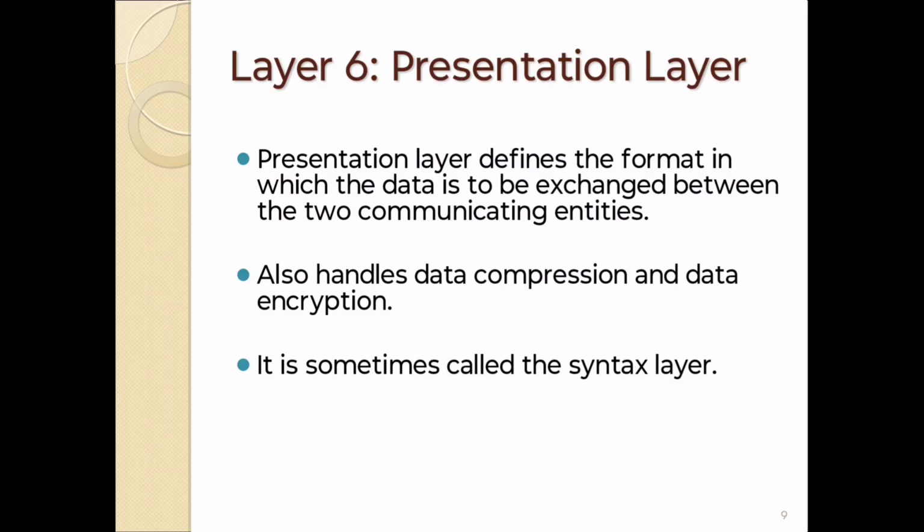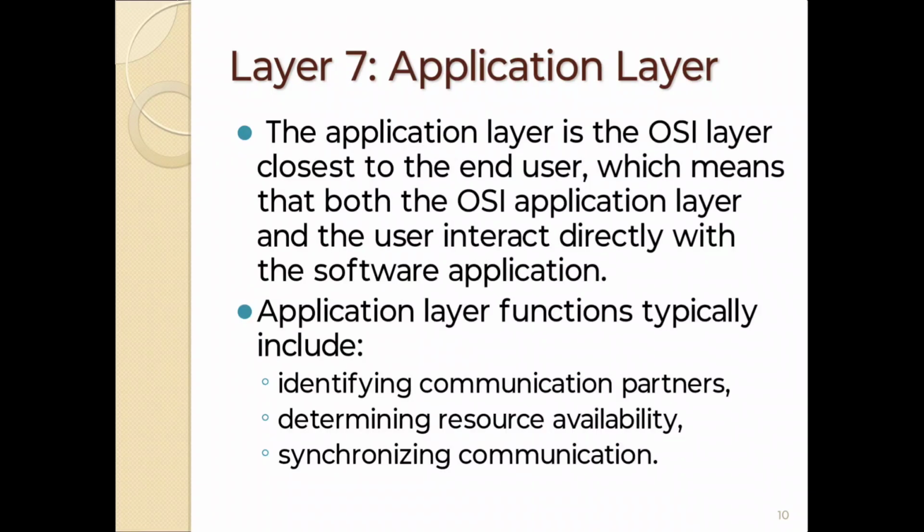Then the presentation layer defines the format in which data is to be exchanged between two communicating entities, and also handles data compression and data encryption. It's sometimes called the syntax layer. The last one is the application layer. The application layer is the OSI layer closest to the end user, which means that both the OSI application layer and the user interact directly with the software application. The application layer functions typically include identifying communication partners, determining resource availability, and synchronizing communication.